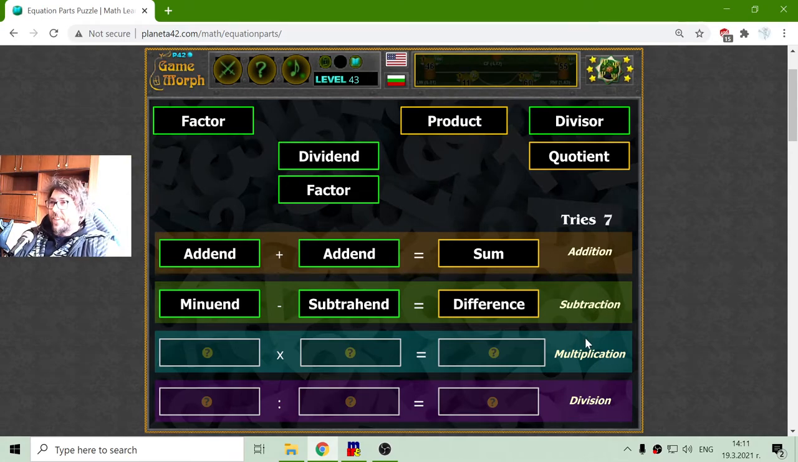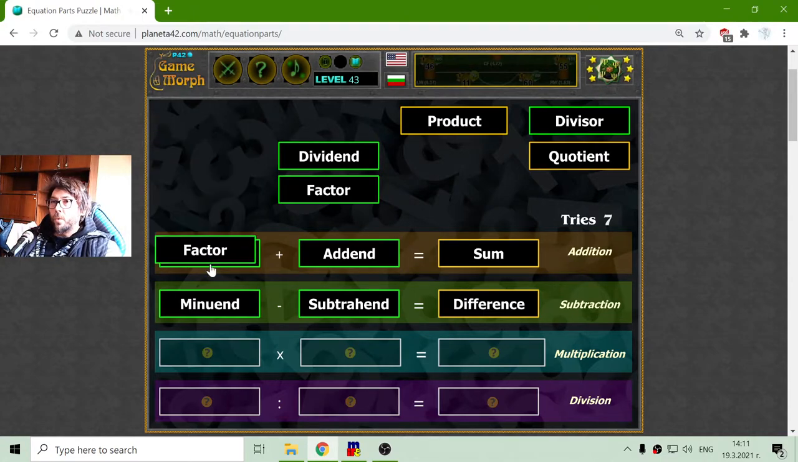Okay, I'm going to multiplication. What are the names of the parts of the multiplication equation? Now, this is easy. We have, again, like with addition, two factors. Factor.